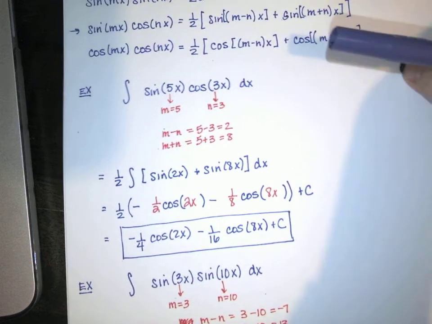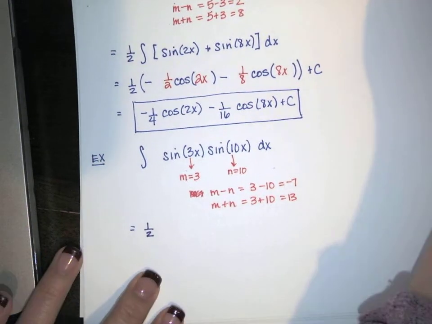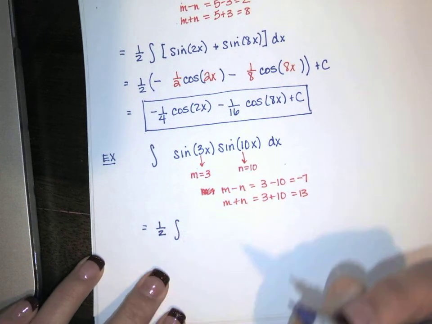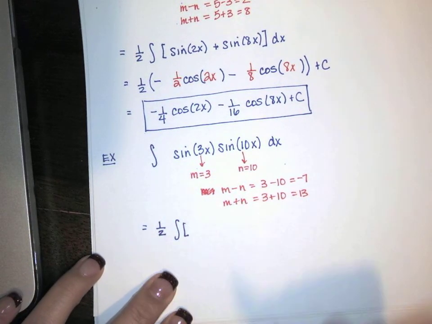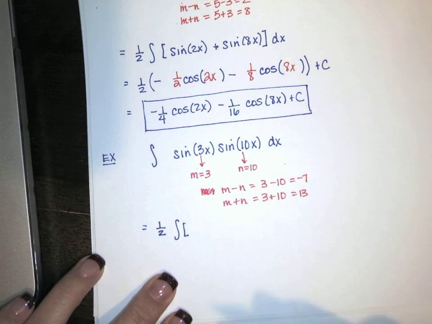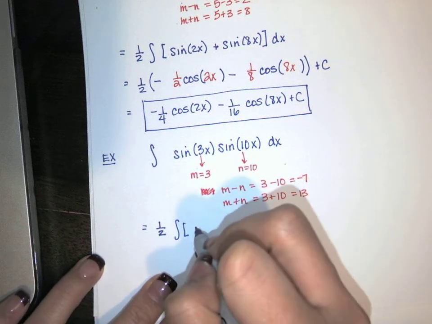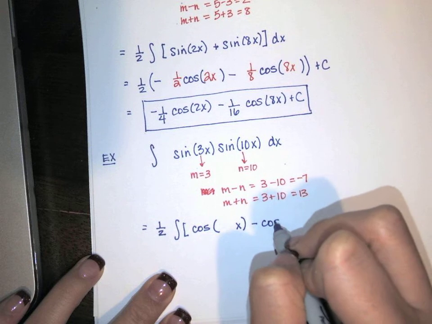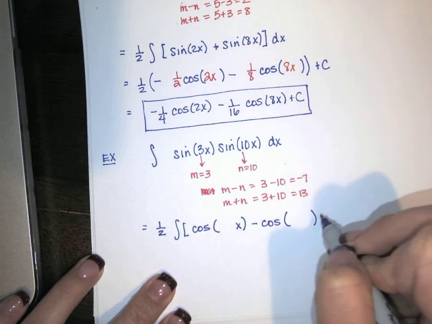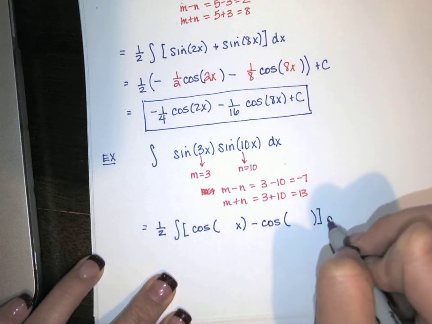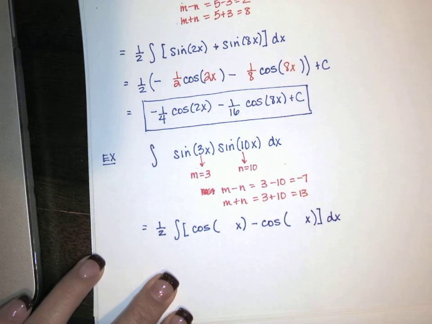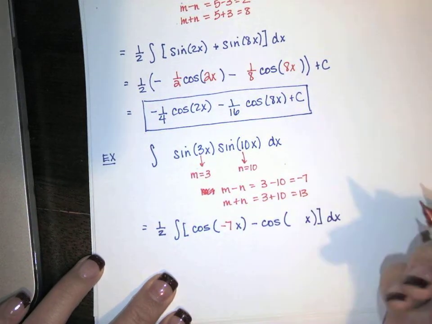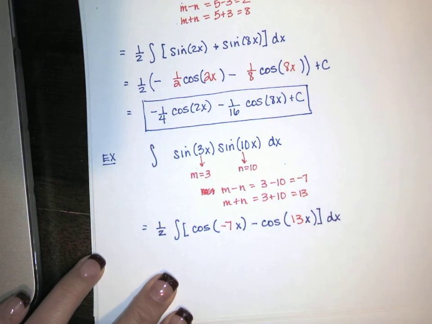We've got 1/2 of something. According to our identity, if you've got a product of sine functions, and we do, you have 1/2 of cosine of m minus n times x minus cosine of n plus m times x dx. M minus n is negative 7, and m plus n is 13.